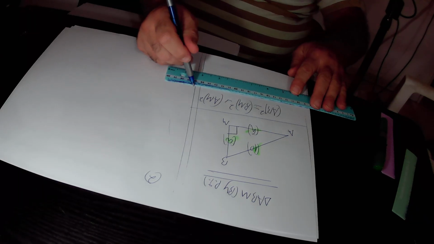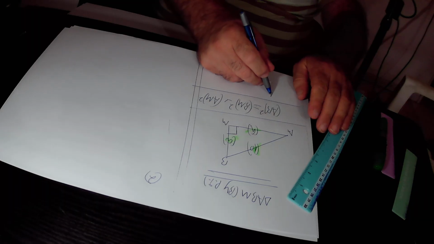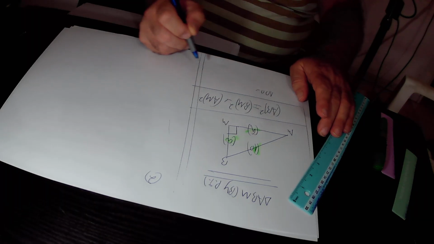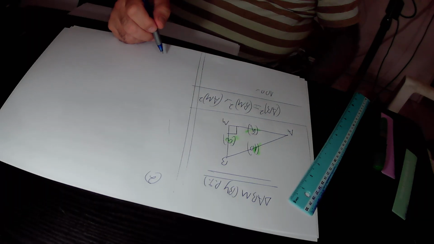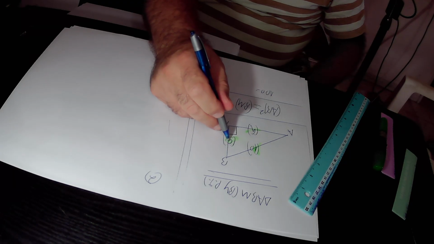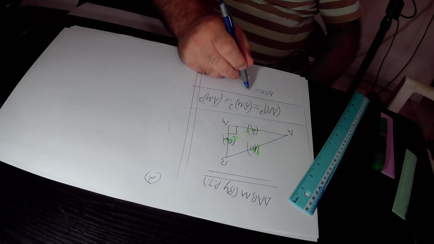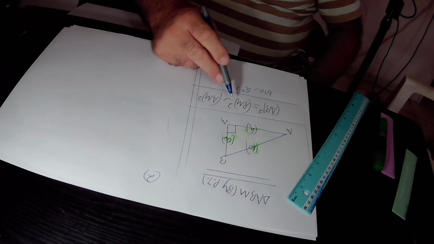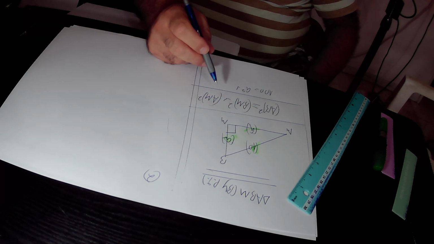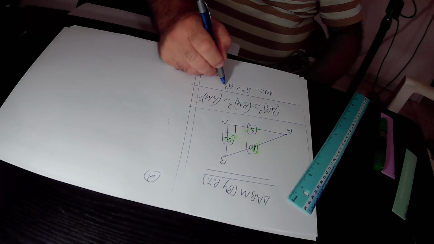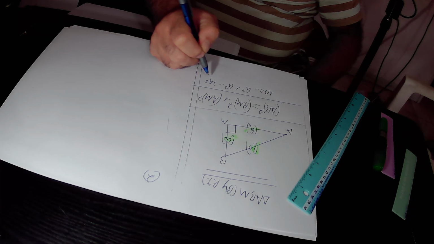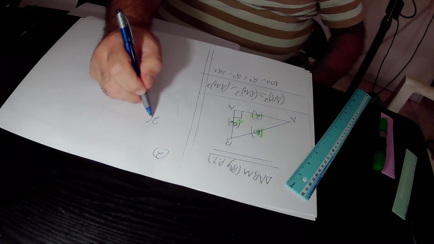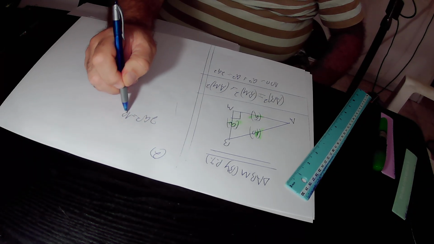AB is 10, therefore AB squared is 10 squared, that is 100, and it is equal to BM squared. BM is A, therefore BM squared is A squared, plus AM squared. AM is also A, therefore AM squared is A squared. A squared plus A squared is 2A squared, so in total we found that 2A squared equals 100.